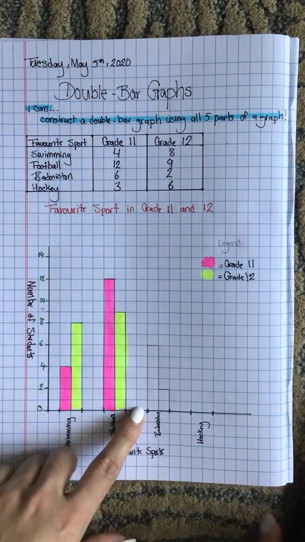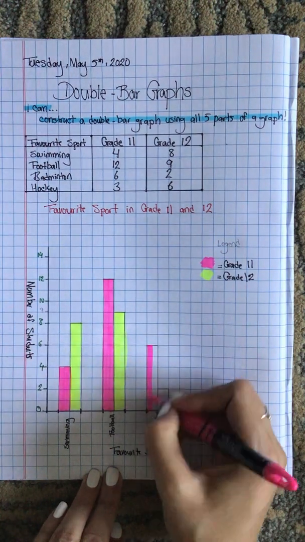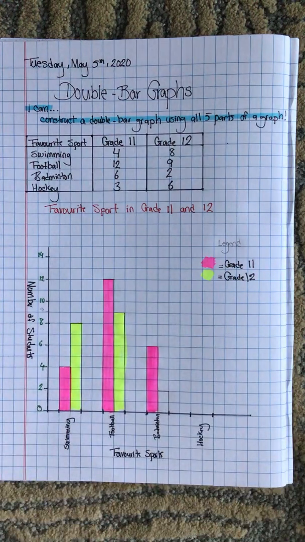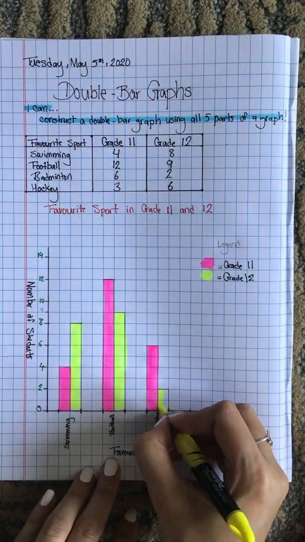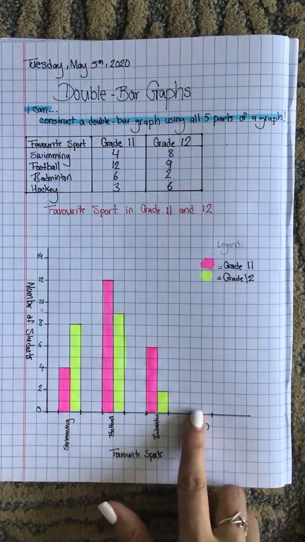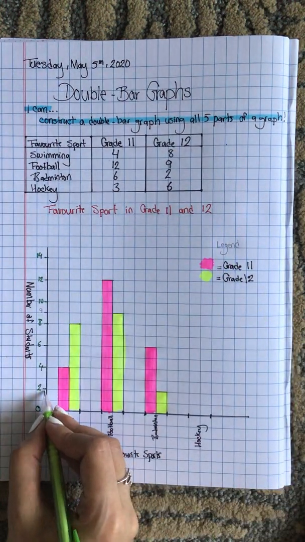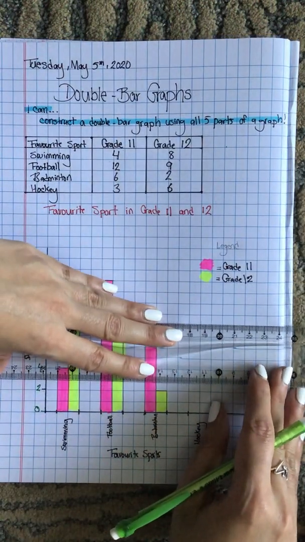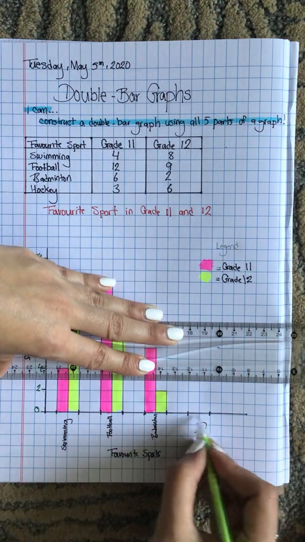Okay, same thing. The first one is grade 11, so I'm going to color pink. Nearly done. And then grade 12 is the second one. Okay, and then again, space. Last one, hockey. 3 students, and remember the same as yesterday. 3 is obviously between 2 and 4, so 3 is over here. And you don't have to write it down. I'm just writing it down so you guys can see. 3, I have my hockey.